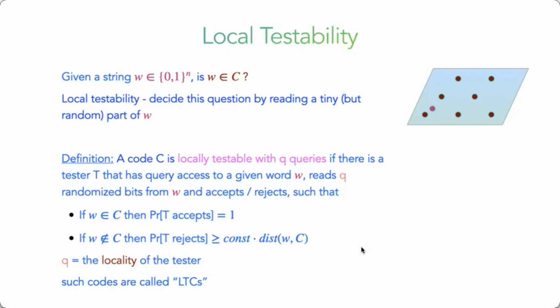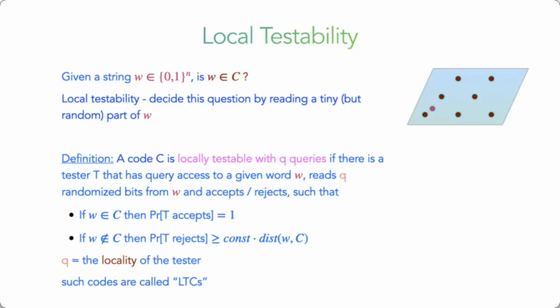Q, the number of bits your tester is reading, is the locality. And these are called LTCs, for locally testable codes. Now, just to tell you, this is kind of maybe a weird property. If you've never heard about property testing or probabilistically checkable proofs, it would be a very weird thing for you to look at.